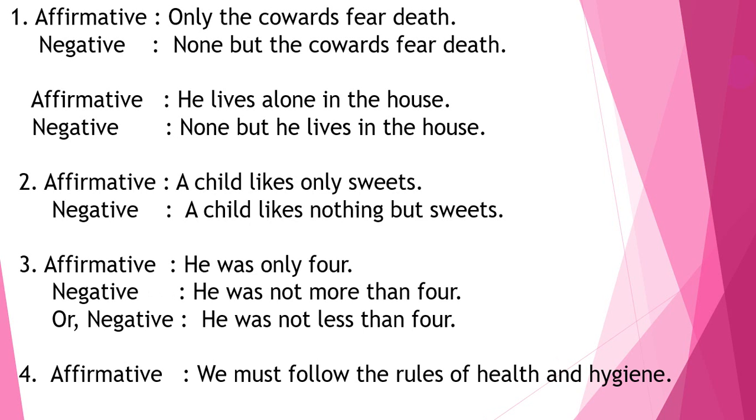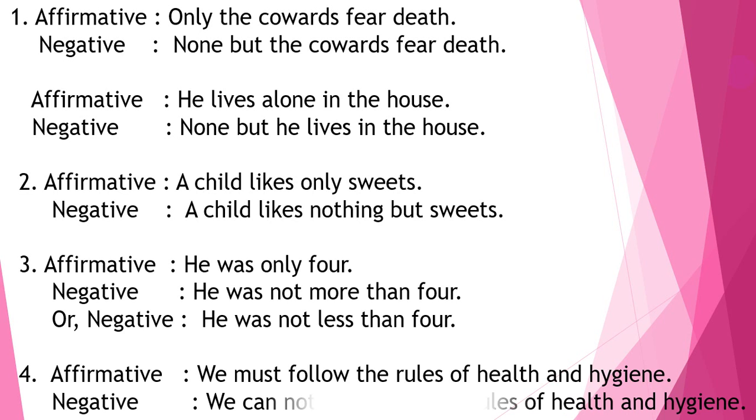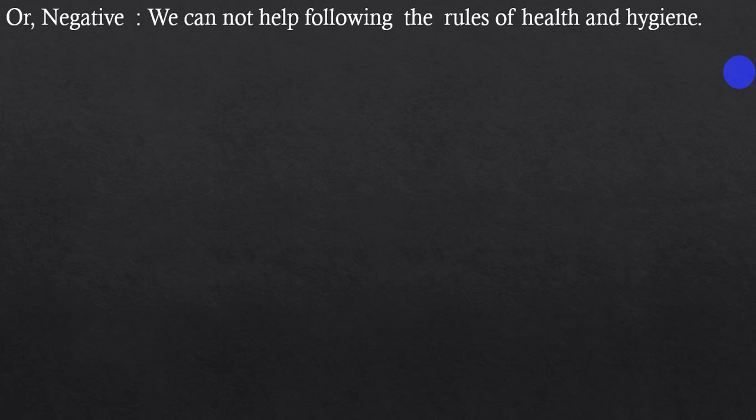Serial number 4. Affirmative sentence: We must follow the rules of health and hygiene. Note: if there is must in the affirmative sentence, cannot but or cannot help will be used in place of must in the negative sentence. Dear students, remember, if you use cannot help, you will have to add ing with the next verb of the help. Now the negative sentence will be: We cannot but follow the rules of health and hygiene. Or, we cannot help following the rules of health and hygiene.